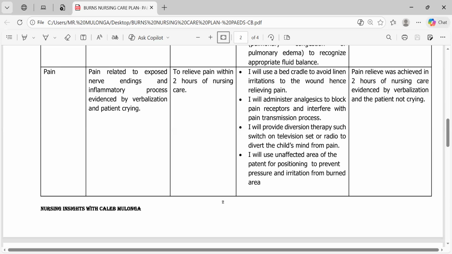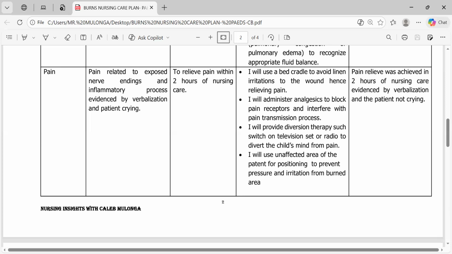Goal: to relieve pain within 2 hours of my nursing interventions. So this can be 1 hour, can be 2 hours, but it can't be beyond 2 hours. So at least 1 hour. Let's look at the nursing interventions.